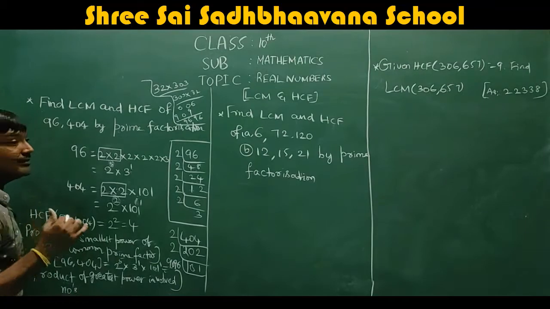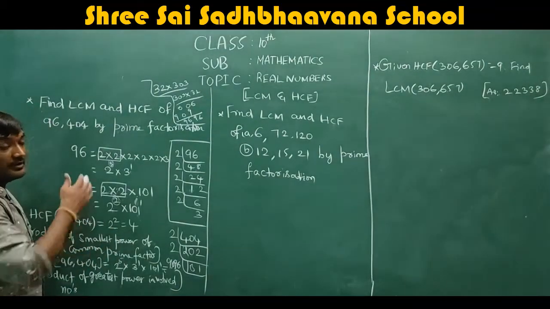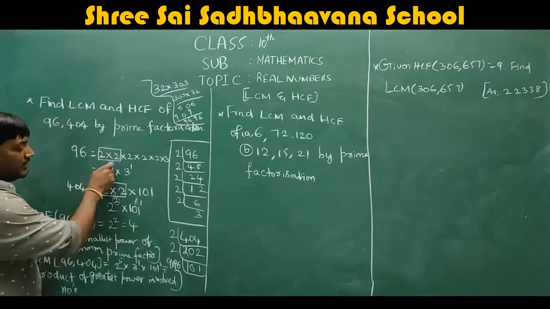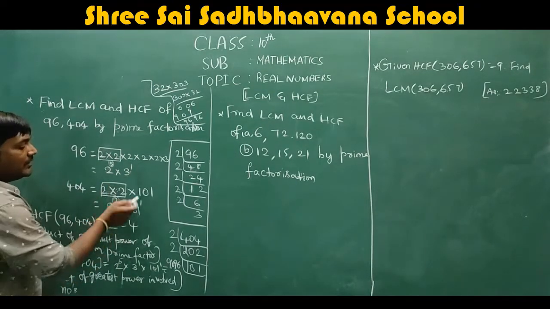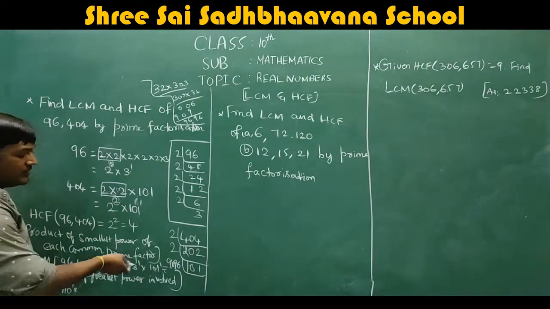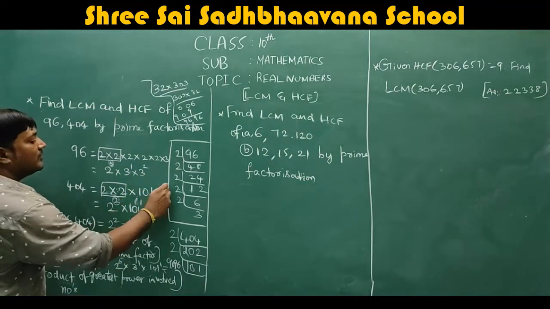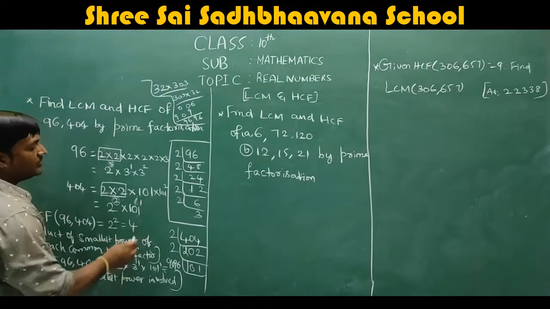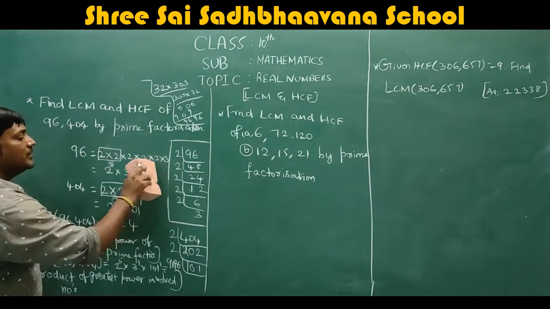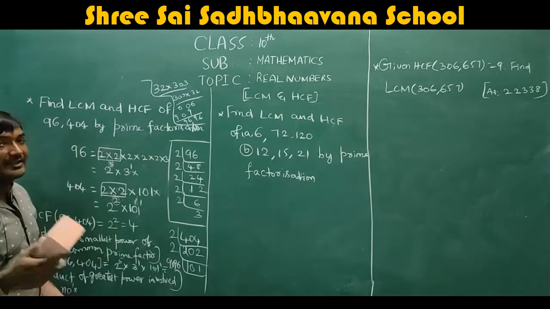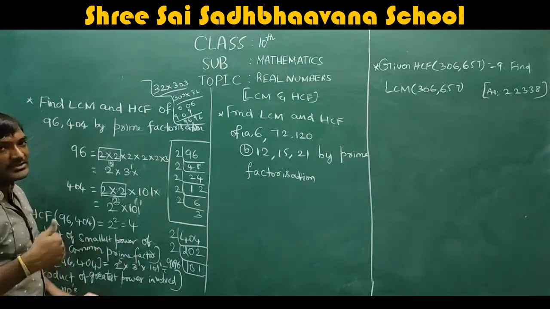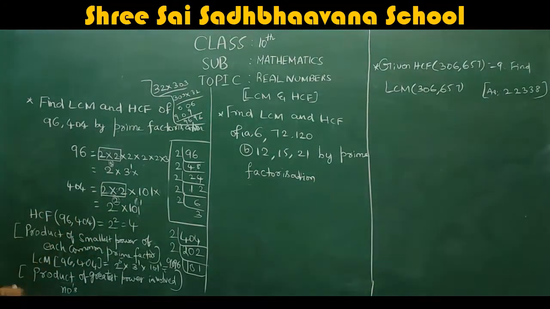After that, which is the highest power for 2 among this expansion? 5 is the highest power, so 2 power 5 you write. For 3 and 101, is any power there? No, leave it, it is 3 power 1 and 101 power 1. If you had, for example, 3 square here and 101 square here, you would have taken 3 square and 101 square. You will not take 3 power 1, because compared to 3 power 1, 3 square is the highest. So you take the greatest power. Here you have only 1, so write power 1. Very simple. If you have more powers, write the greatest powers. If you don't have any powers, at least you have to write it 1 time.